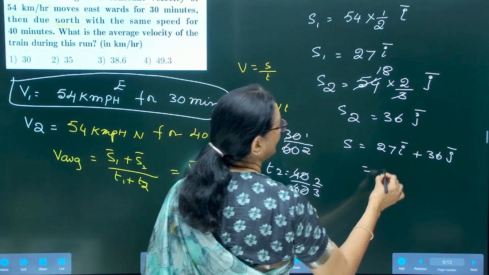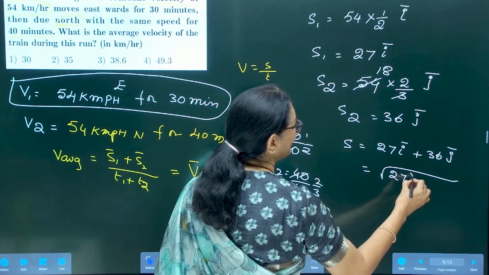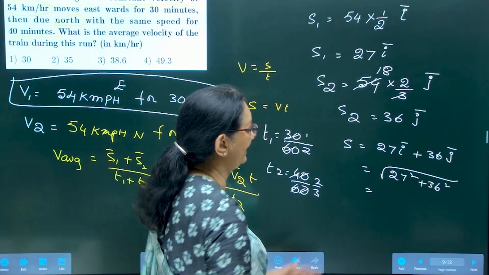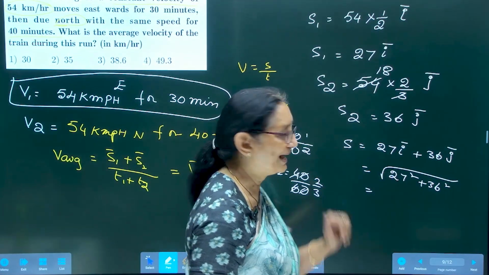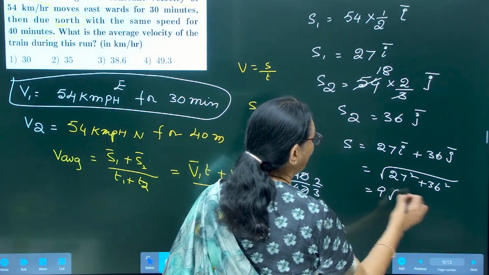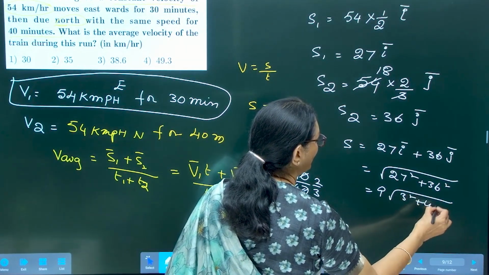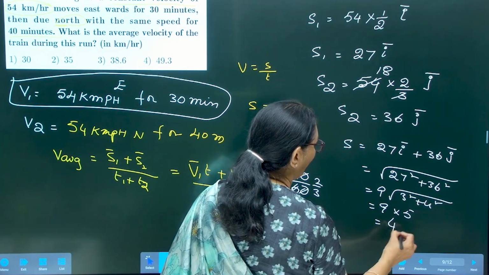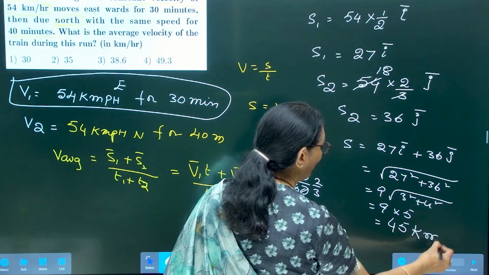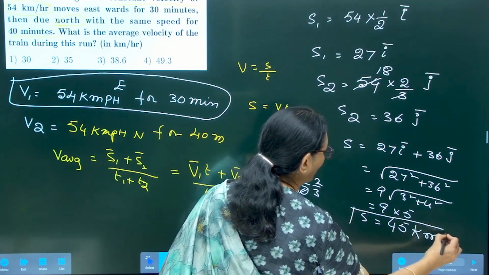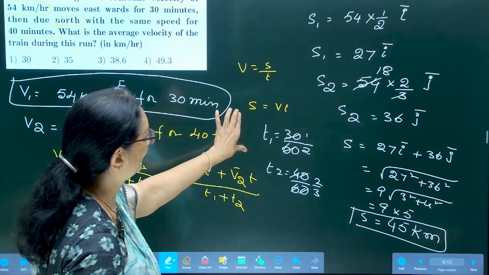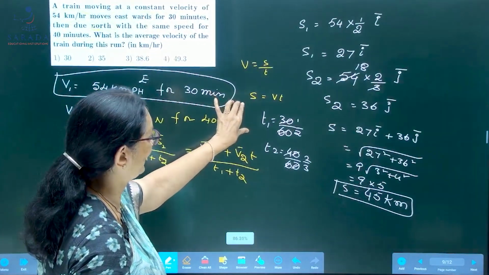So the magnitude is root of 27 square plus 36 square. If you look at it, you can take 9 as a common factor: 9 root of 3 square plus 4 square. Root of 3 square plus 4 square is 5. So 45 kilometers is the total or net displacement. Right? So we could get the net displacement.